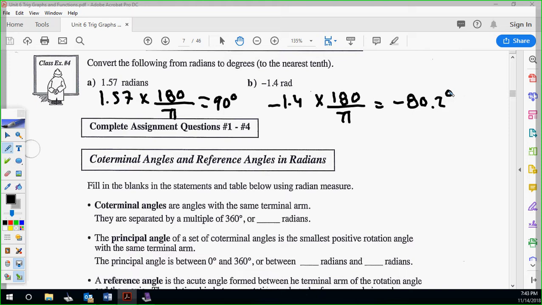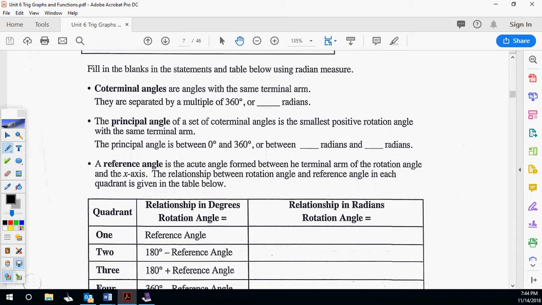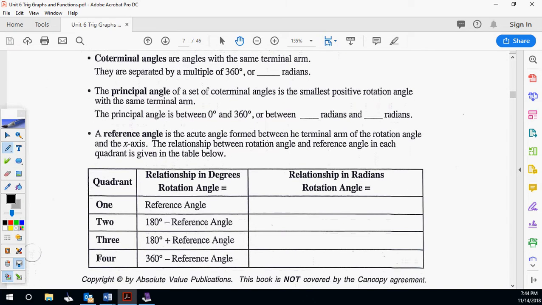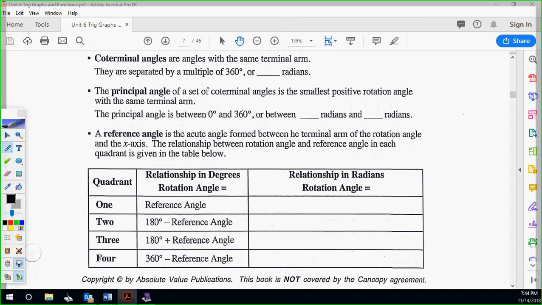Okay, so the coterminal angles and reference angles in radians. Just doing the same thing we've been doing before, but now we're in radians. So we're going to fill in the blanks of statements and the table below. All right, since coterminal angles are angles with the same terminal arm, they are separated by a multiple of 360 or 2 pi. So 2 pi is our new 360 for today, all the way around.